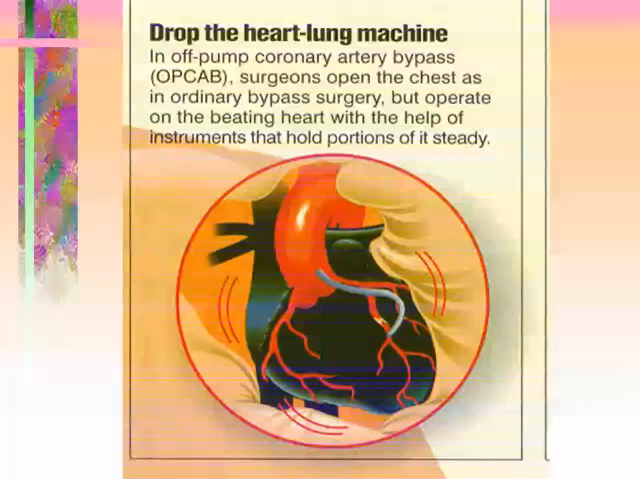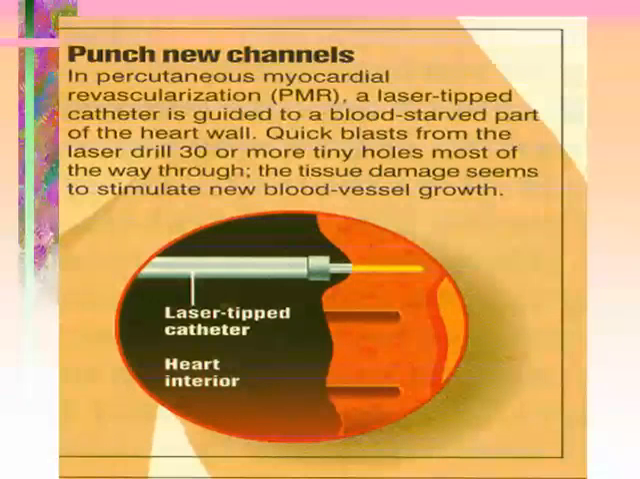And this is showing dropping the heart-lung machine, or off-the-pump coronary artery bypass, where you open the chest like you do for an ordinary one, but you operate on the beating heart with the help of instruments that hold portions of the heart steady. And this is where you punch new channels into the myocardium and use a laser tip catheter to that blood-starved area. Quick blasts from the laser drill make 30 or more tiny holes, most of the way through, and then the damaged tissue will seem to stimulate, for some reason, new blood vessels. And that seems to work better.